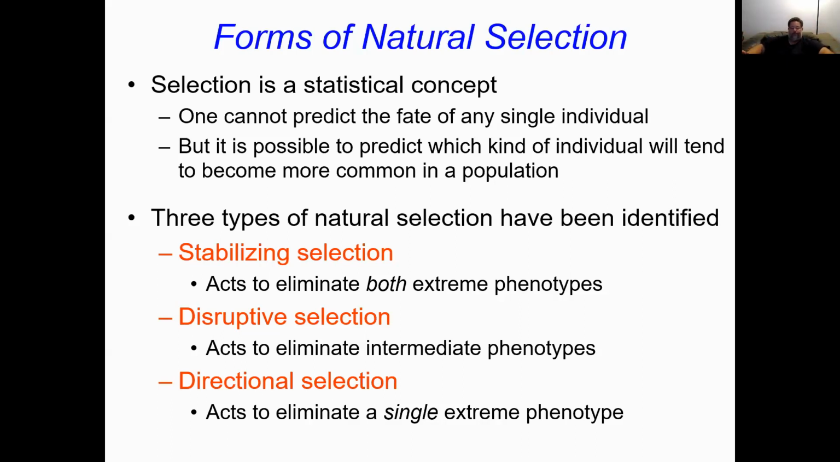These are just trying to give you an idea to visualize. It'll make more sense when I show you a graph, so just be patient if you're a little bit confused. And then we have directional selection. This is selection where an extreme phenotype is selected. So maybe just really tall or really short are selected for. So let me give you some examples of these.